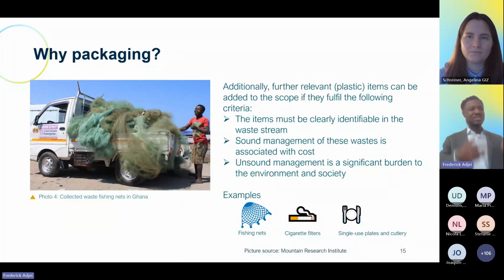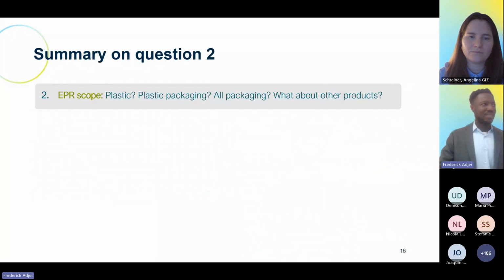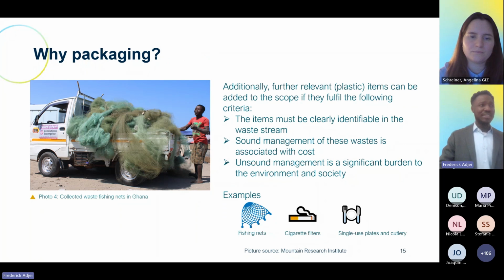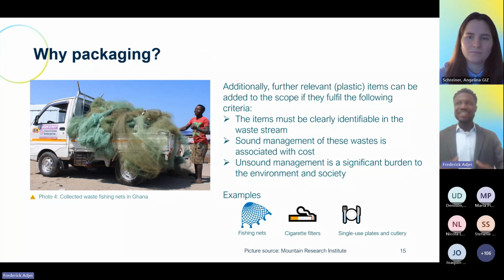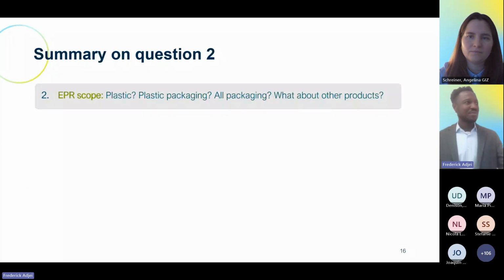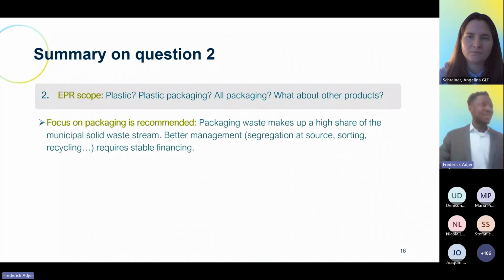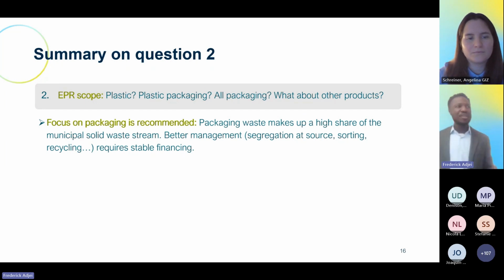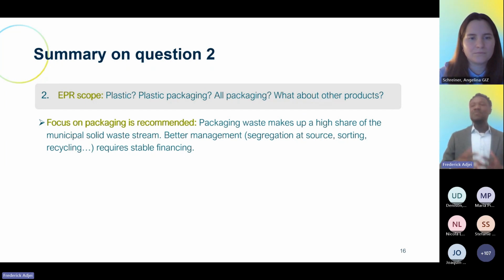Although it's on packaging, there is still the opportunity to add additional products. But I have to say that the moment you start adding products, be aware that you are adding an extra layer of complexity to the solution. Again, to summarize here, a focus on packaging is recommended. And this leads to better management, because to manage this on a stable level, you need to have stable financing.